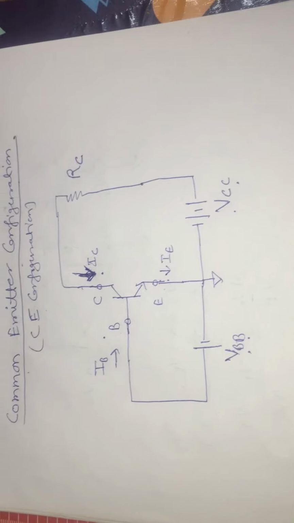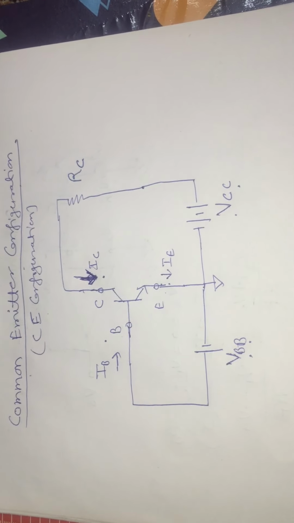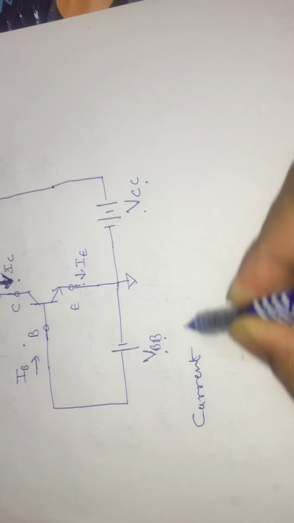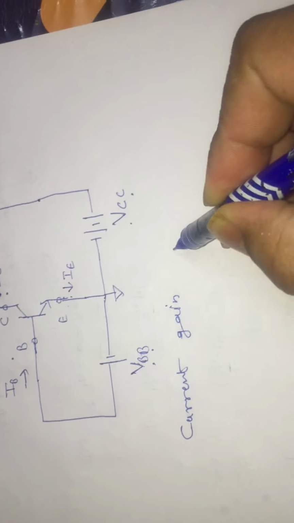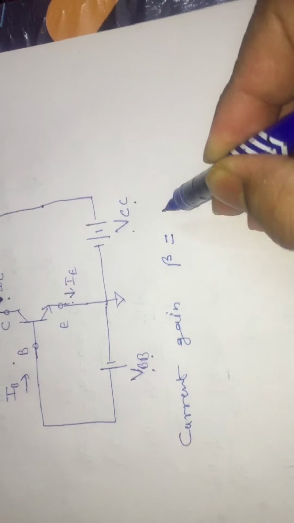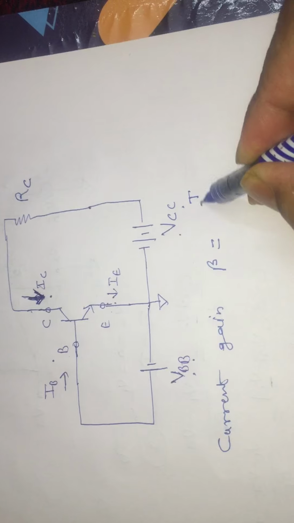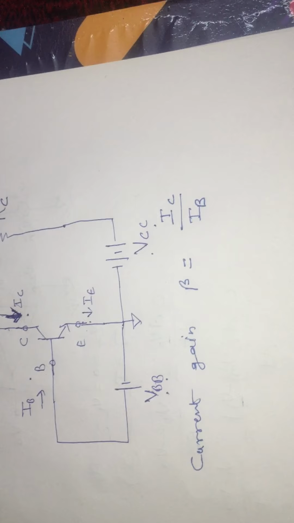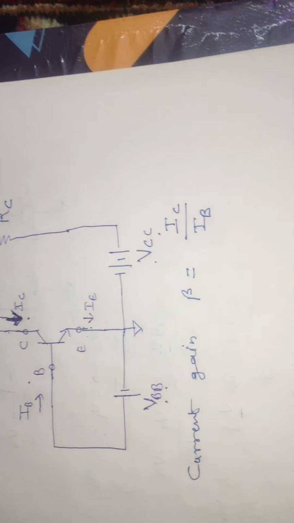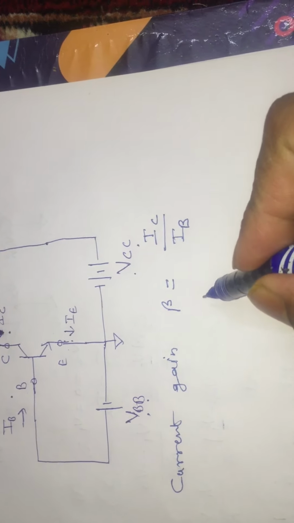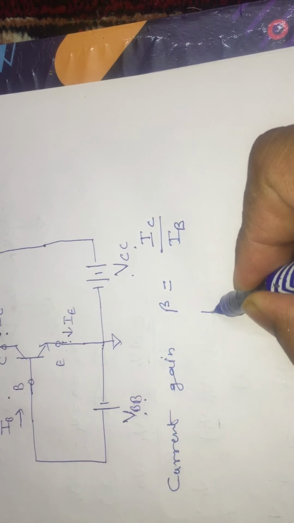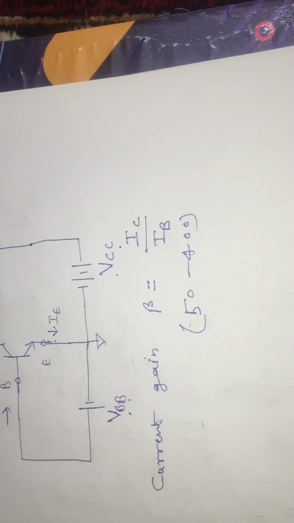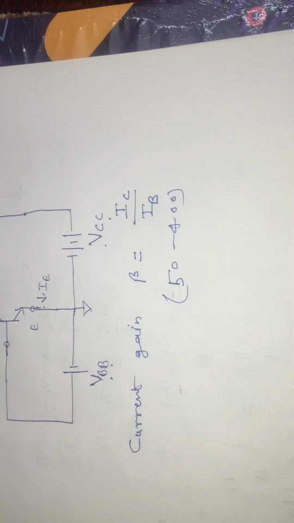Now we discuss what are the characteristics of common emitter configuration. First thing is the current gain. In common emitter configuration, current gain is denoted by beta, and beta is the output current IC divided by the input current IB. Because IC is very much greater than IB, the beta value is very much higher than 1. Generally the value of beta varies between 50 to 400.